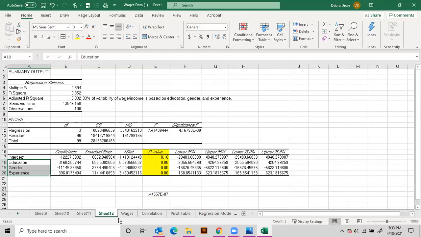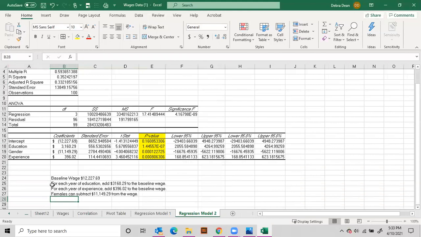So if I go over here to my regression model 2, I went ahead and gave the information in written format. So our baseline, or the intercept, also known as a constant, is right here at $12,227.69. So assuming that's your wage, this tells us that for each year of education, we can increase that wage by $3,160.29. So let's say we have 1 year of education, 2, 3, 4, 5, 6, 7, 8.